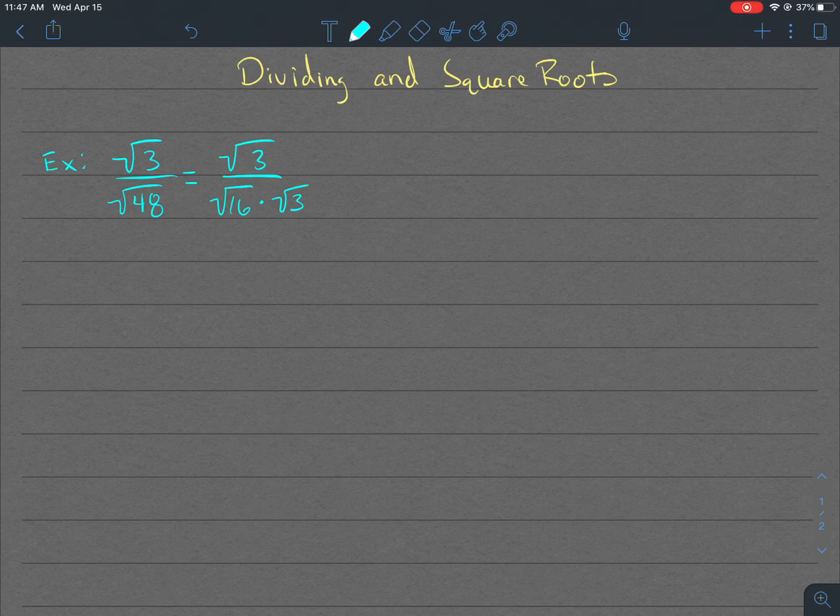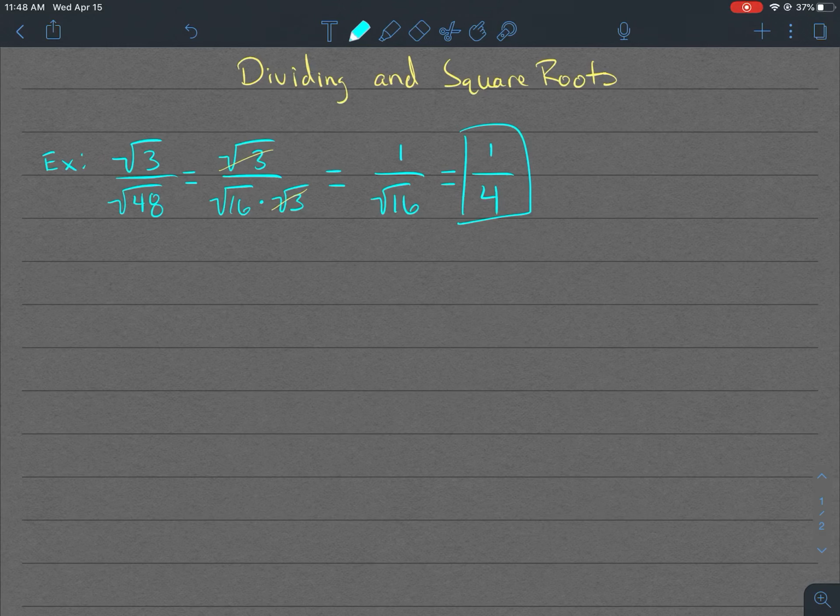Now, what does that do? Well, it does some very, very useful things. If you notice, I have the square root of 3 on top and the square root of 3 on the bottom. So if I have the same thing top and bottom, and there's multiplication on the bottom, and I'm dividing, these two things reduce. So they're no longer there. It's just a 1. So I have a 1 left on top, and on bottom I have the square root of 16 left. Now, what is the square root of 16? Well, the square root of 16 is the same thing as 4, because 4 times 4 is 16. So your final answer is 1/4.